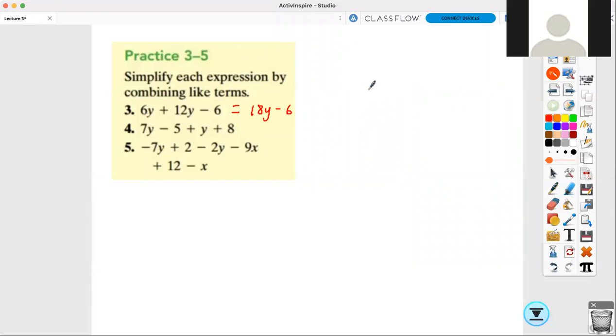No need to apologize, sir. We're here to help. So out of 6y, 12y, and -6, can we combine anything? Are there any like terms? 6 plus 12, yep, 6 plus 12, right? Because they both have a y term.